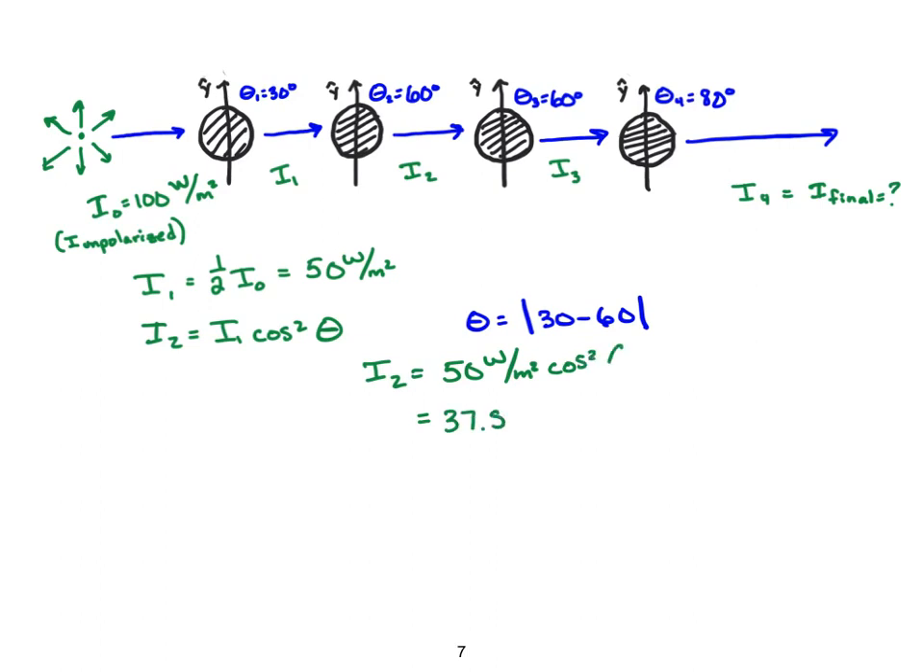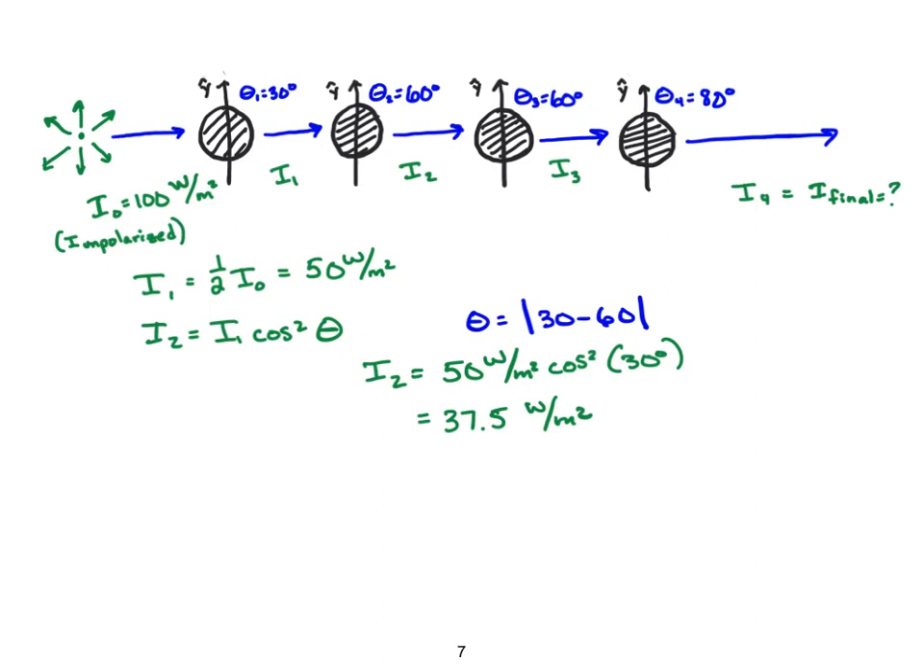So now that we have I2, let's tackle what happens when light passes through the third filter. The second filter is oriented at 60 degrees from the y-axis, and the third filter is also oriented at 60 degrees from the y-axis. Since these two filters are at the same orientation, the same angle from the y-axis, the light will not lose any intensity as it passes through the third filter.